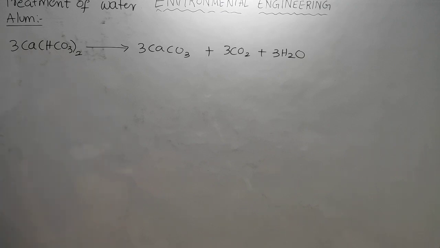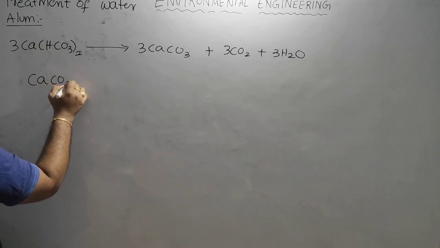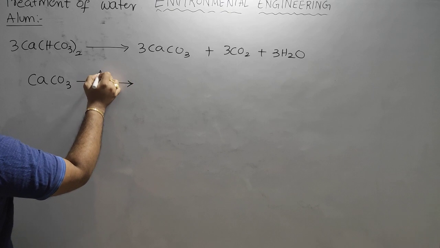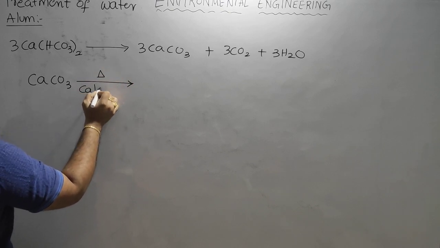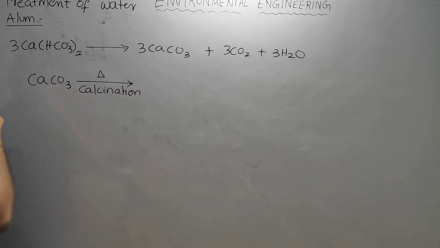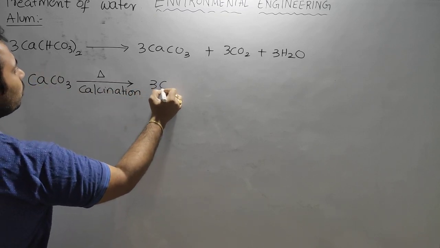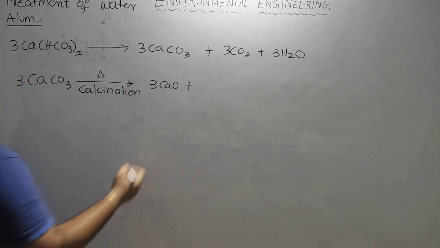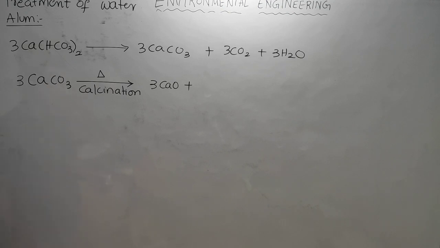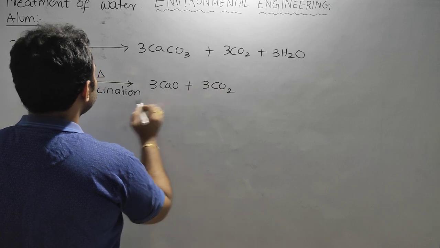Then it forms Ca(HCO3)2, and again this CaCO3 upon heating, this is called calcination. Upon heating it forms CaO and CO2. This CaCO3 forms CaO plus CO2. Okay, this is called calcination.